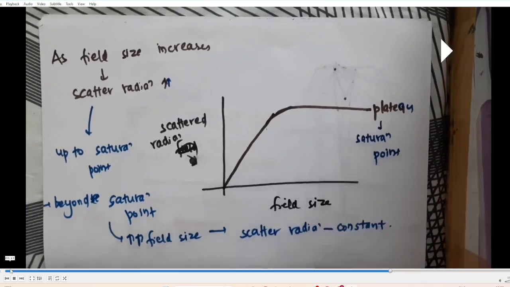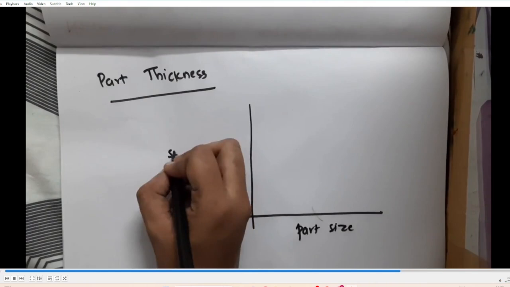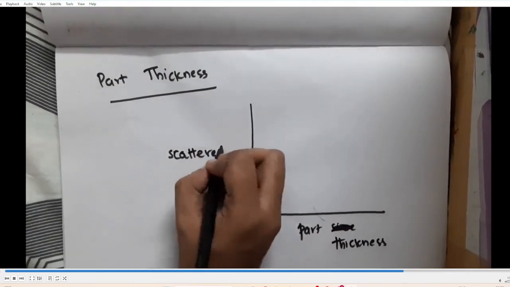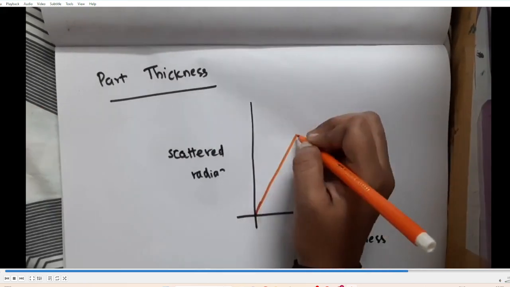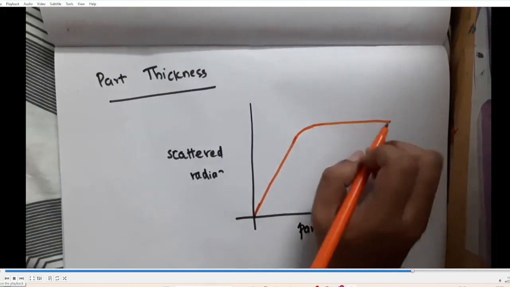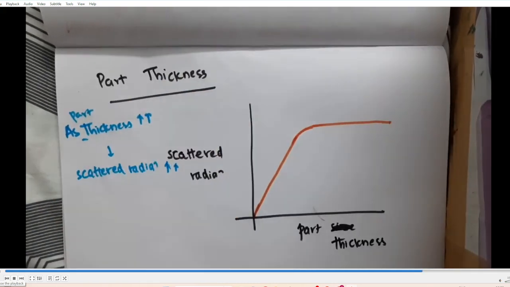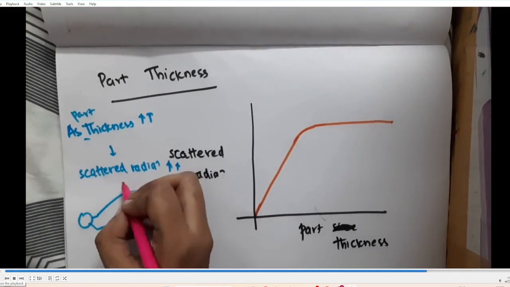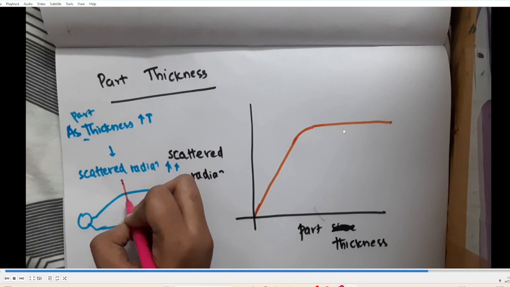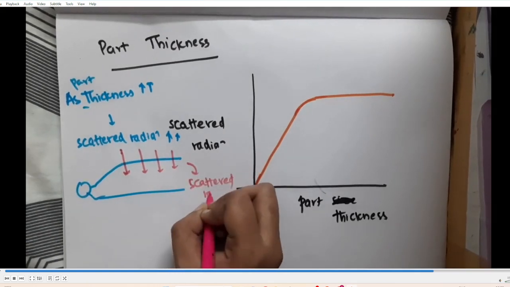Next, the second important thing is part thickness. The quantity of scattered radiation reaches a saturation point with increasing part thickness. So with increasing part thickness, the scattered radiation also increases, up to a certain point, after which it reaches a saturation point. The total number of scattered photons keeps increasing as the part becomes thicker.